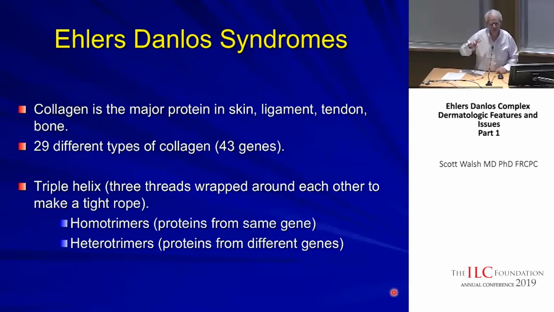Collagens are 3 molecules wrapped around each other. That's called a triple helix. And they can be 3 of the same ones, when we call that homotrimers, or it can be 3 of different collagen genes, proteins from different genes, and we call that heterotrimers.